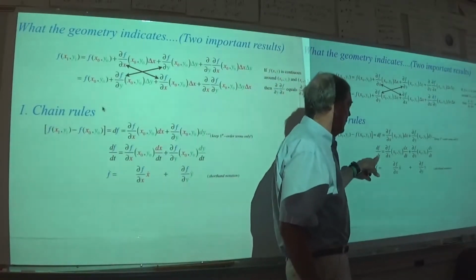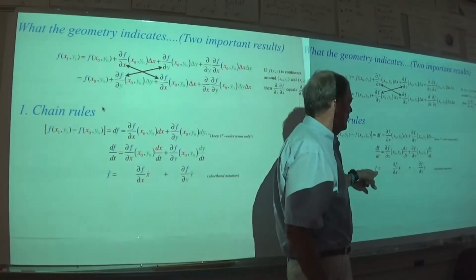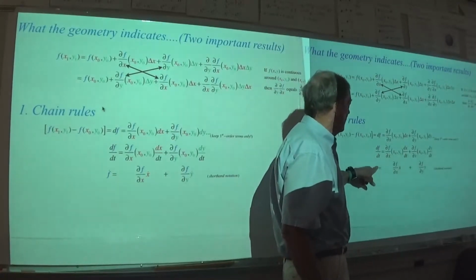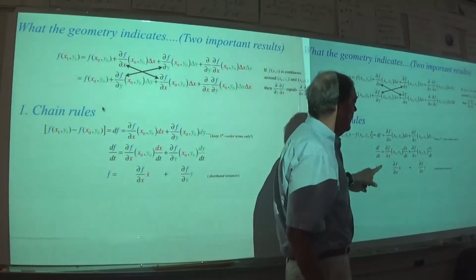Our notation for a time derivative, just to save space, is a little unfortunate because sometimes the little dot gets lost in the pixels, but that's going to be our notation.